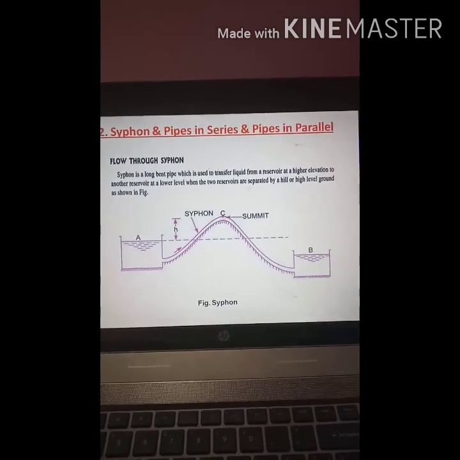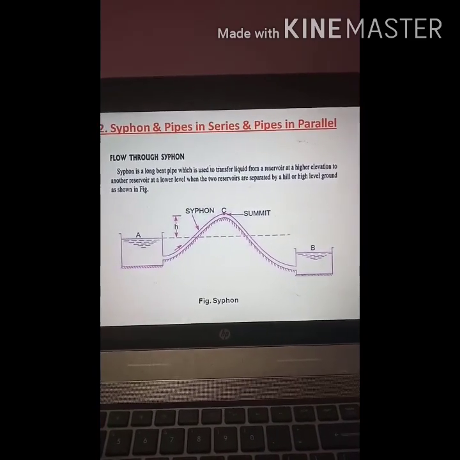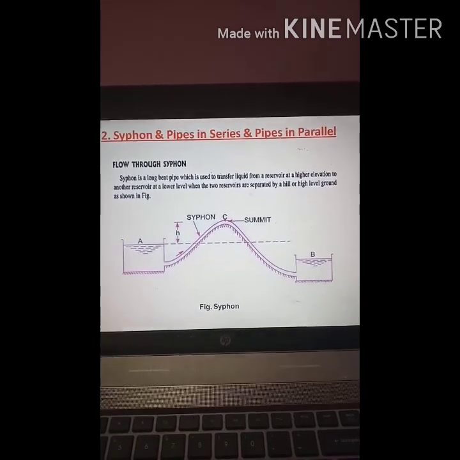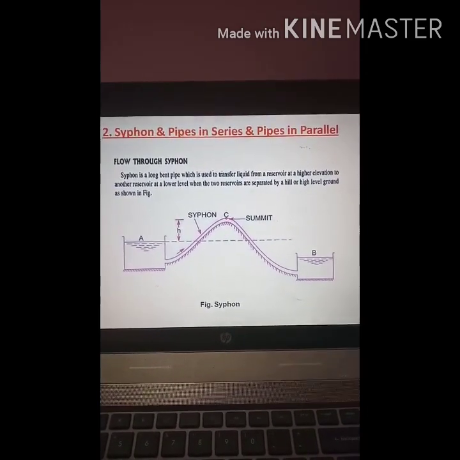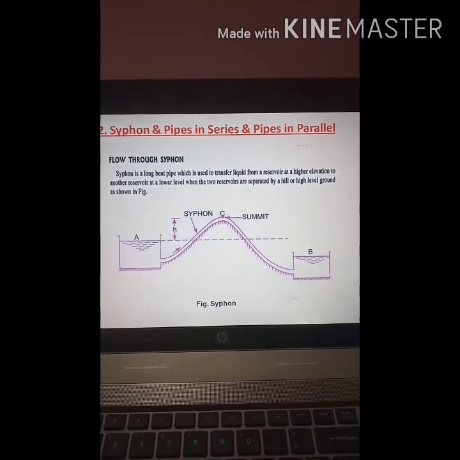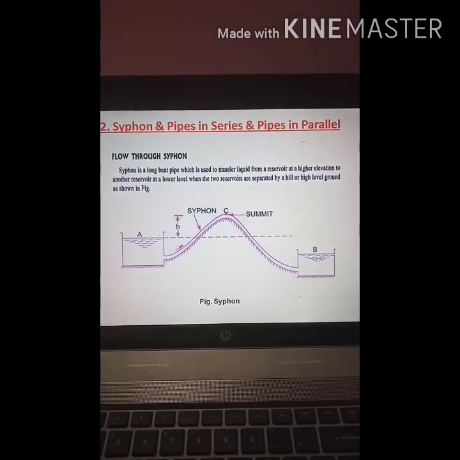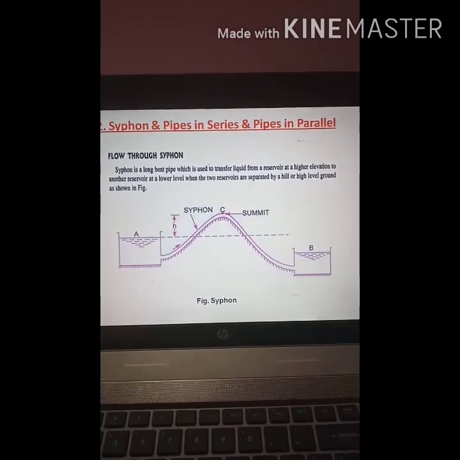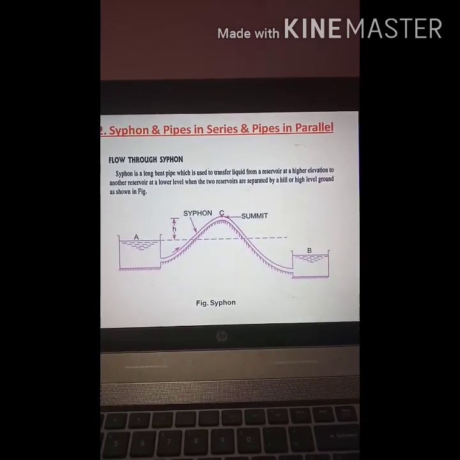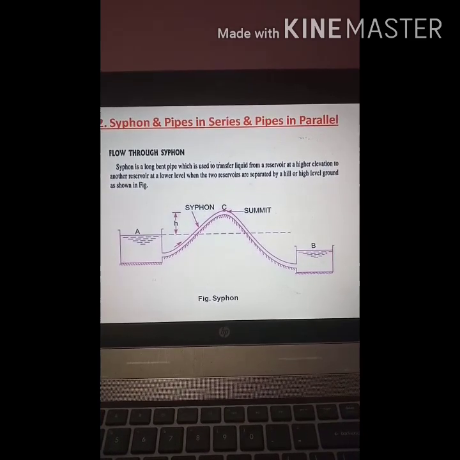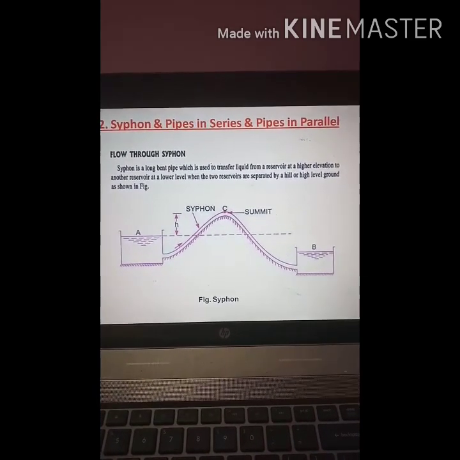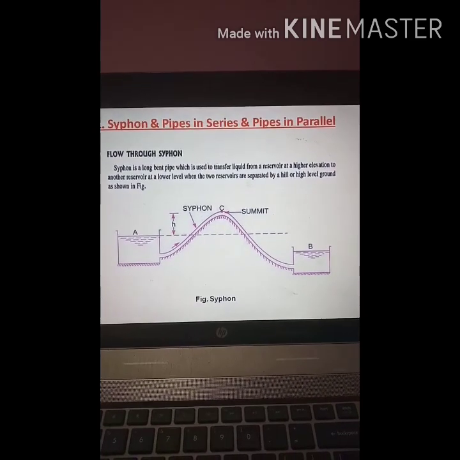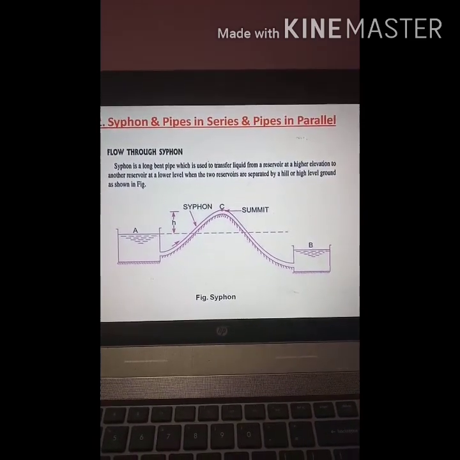Naturally, tank A has higher energy than tank B, so water will naturally flow from A to B. But there is a long bent pipe used in between A and B. Now remember, this pipe is long, as given in the definition, because you are using a siphon for a large distance to be covered.